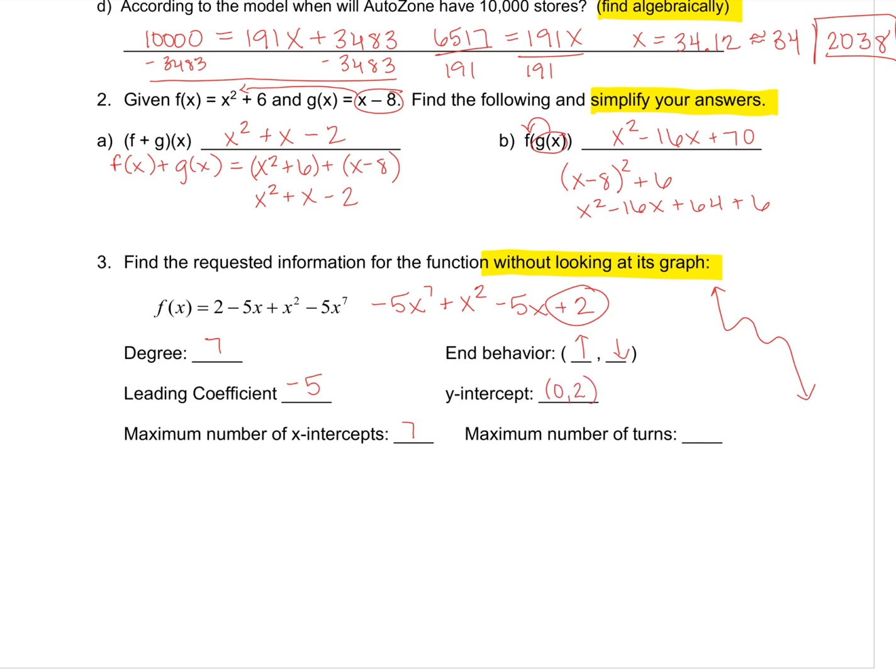Maximum number of turns. I take that 7 and I subtract 1 to get 6 turns. So in reality, let's see, I'm going to have 1, 2, 3, 4, 5, 6. Okay, so it's going to look a little rough. Now, for the maximum number of x-intercepts, again, I'm not looking at my graph. I'm going purely off of what the equation says. I know that some of those are probably going to be imaginary.